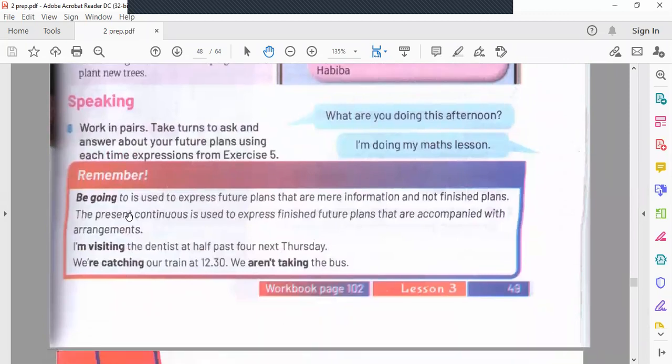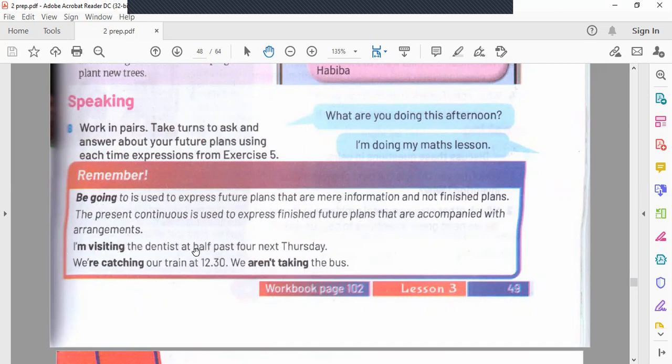Here, remember again, be going to is used to express future plans when we talk about a decision or intention or plans that are mere information and not finished plans. So it's just a decision, not finished plans. The present continuous is used to express finished future plans. So after you have made your decision, you fix a time for that plan to be done. They are accompanied with arrangements.